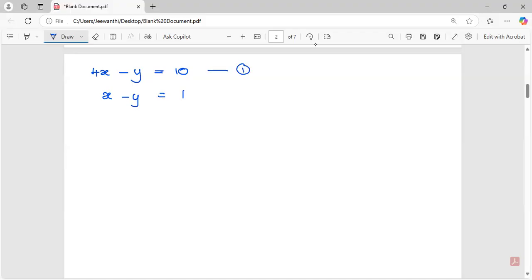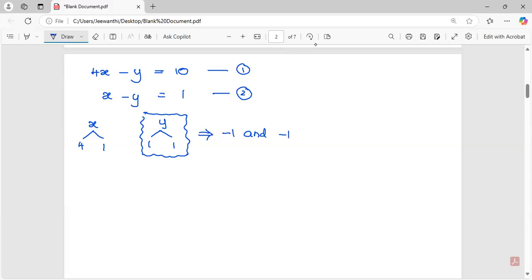Equation 1 and equation 2, I write the coefficient of each variable, 4 and 1, and for y I have 1 and 1. So then I can eliminate this one. After deciding the eliminating letter, I look at the sign of the coefficient of the eliminating letter. So this is -1 and -1. That means I have similar signs, negative, negative.